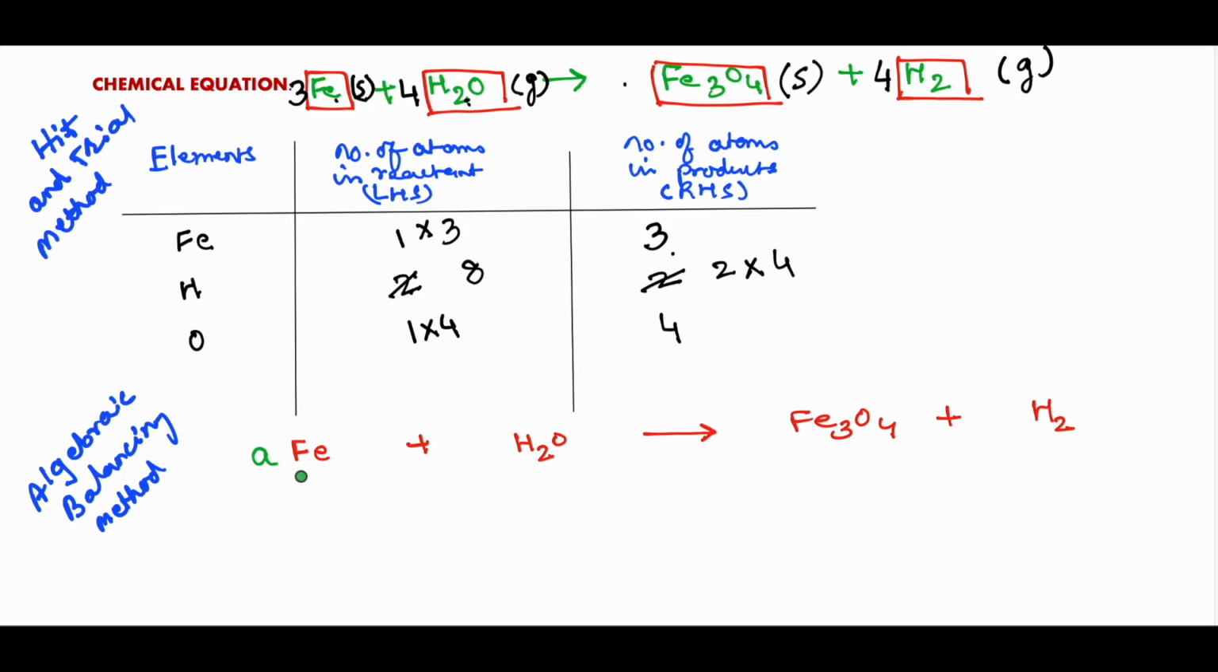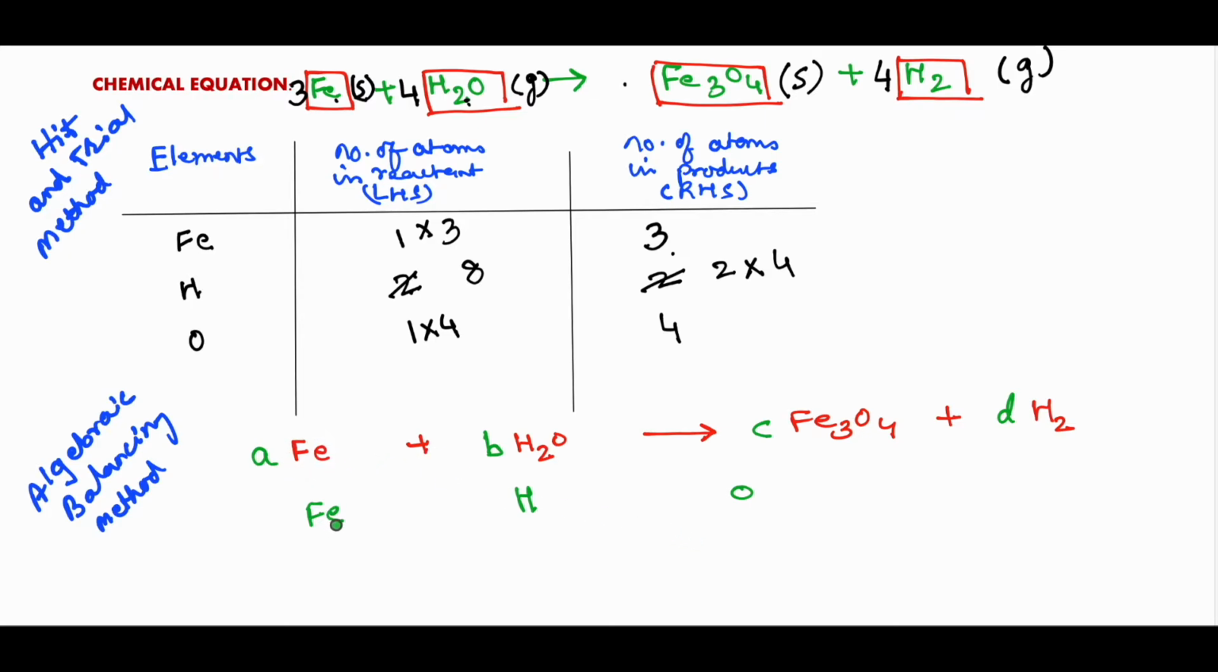Now in this algebraic balancing method, we will write down the alphabets as the coefficients. So let us write A for iron, B for water, C for Fe3O4 and D for hydrogen as the coefficients. Now the chemical equation must follow the law of conservation of mass. So we will first write down the elements which are present in the chemical reaction: iron, hydrogen and oxygen.